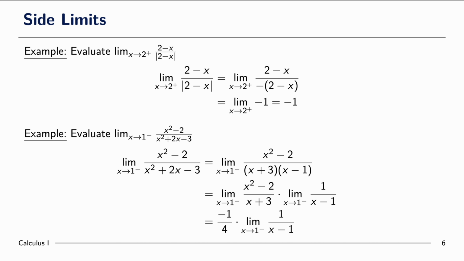Now as x approaches 1 from the left, x minus 1 tends towards a very small negative number. Therefore, 1 over x minus 1 tends towards negative infinity. However, we have negative 1 over 4 in the front, so the whole thing is going to tend towards positive infinity. As an exercise, try to compute this limit as x approaches 1 from the right.